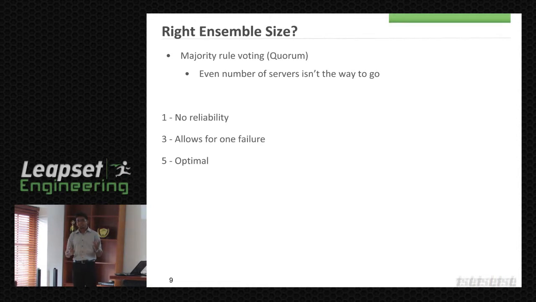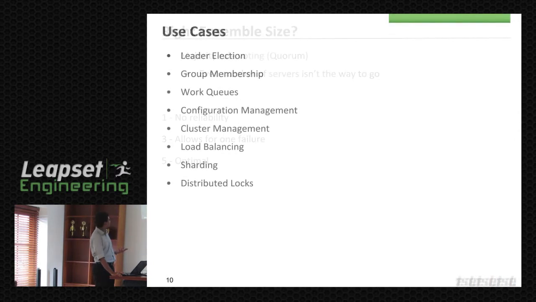So there's no benefit in having a 4-node cluster over a 3-node cluster. It's basically the same. That's why an odd number is preferred. At Leapset we use a 3-node cluster, but the optimal one was a 5-node Zookeeper cluster.